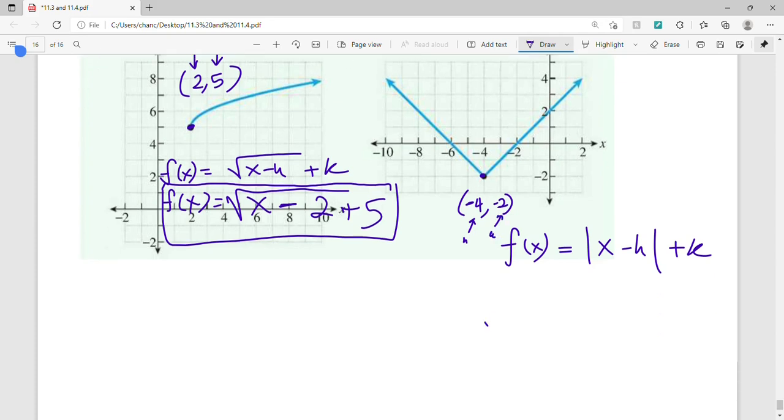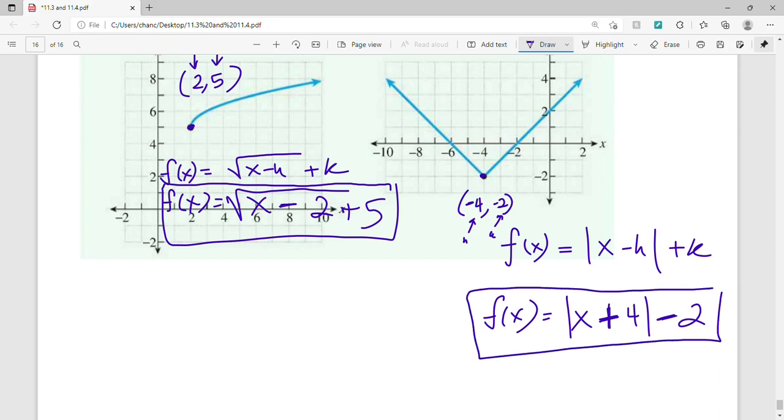So when we rewrite this, it should be x plus 4 on the inside. It's a plus because it's opposite for the h. And the k is going to be -2. This is the original function. It's an absolute value function that gets shifted left 4 and down 2 units.